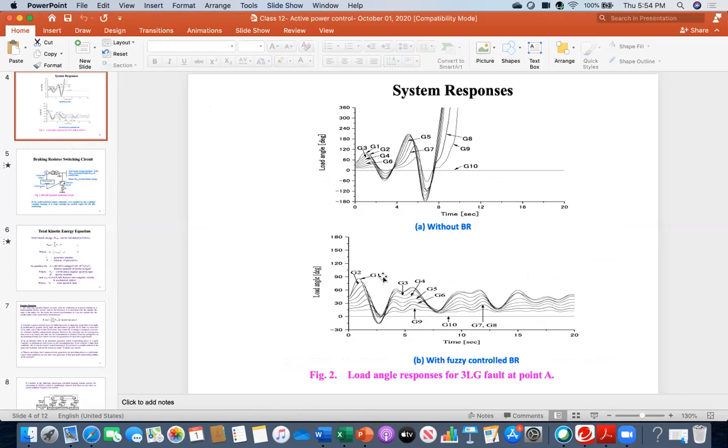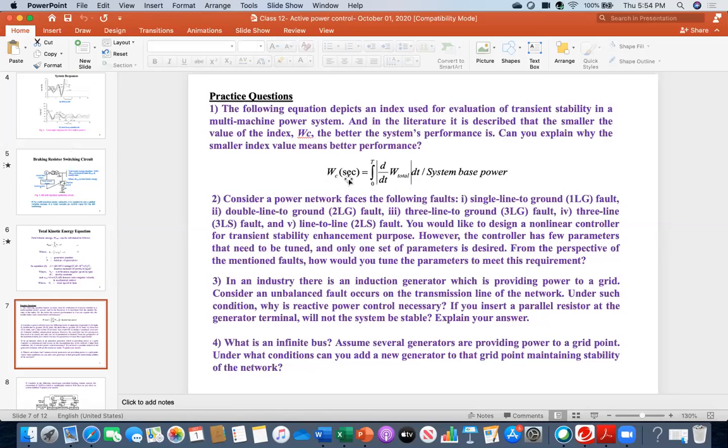For example, you are quantifying these results, and then you got WC of 2 seconds in one case, and in the other case you got WC of 5 seconds. So the question is, why is 2 seconds better than 5 seconds? Why is the smaller value better? So by looking at the equation, can you tell why the smaller value is an indication of better performance?